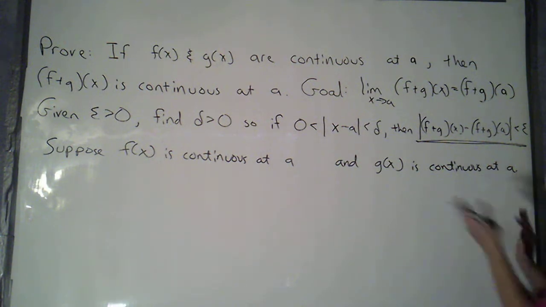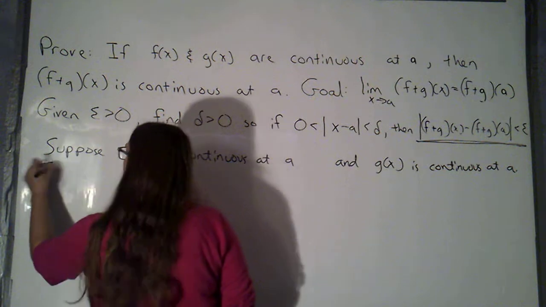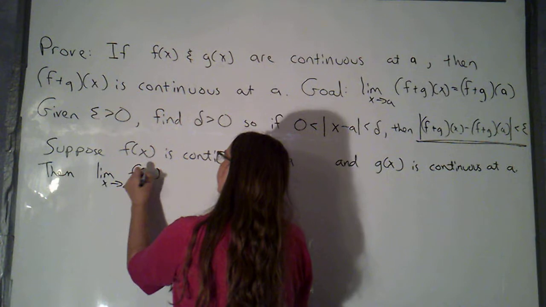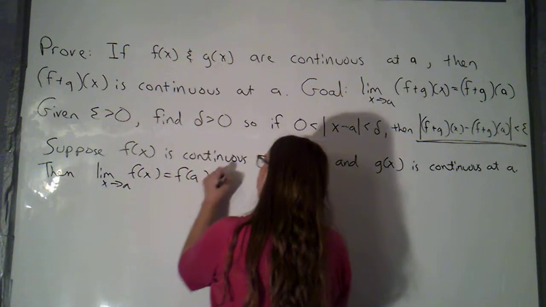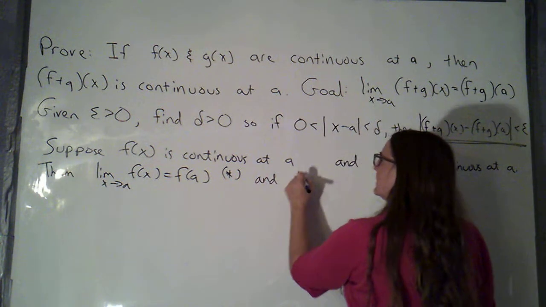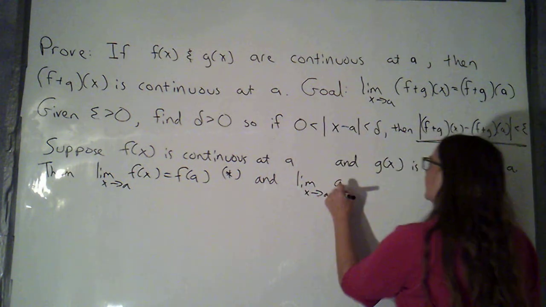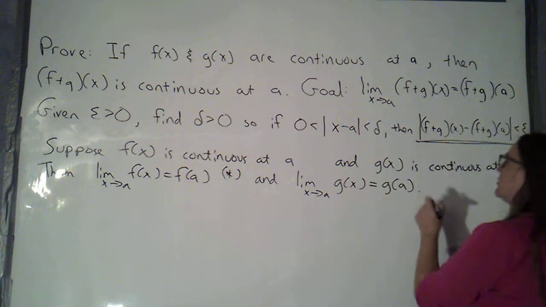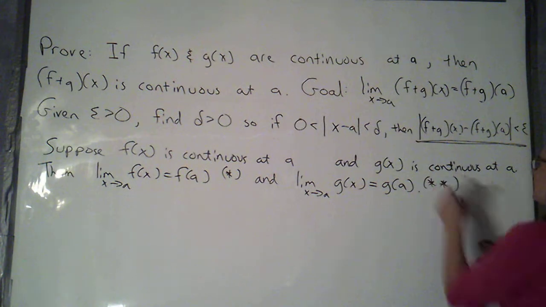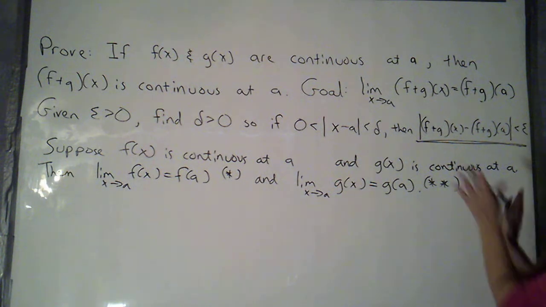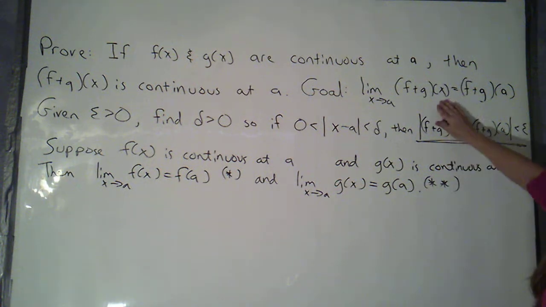Now, what it means for them to be continuous is that I know that the limit as x approaches a of f of x is equal to f of a. That's going to be rather important, so I'm going to put a star by that. And I also know that the limit as x approaches a of g of x is equal to g of a. That will also be important, so I'll put a double star by that. Okay, so I've supposed that. Now I'm ready to try to prove that this limit is valid.